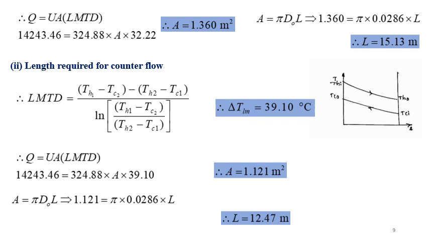If you consider parallel flow, the length will be 15.13 meter, and if you consider counter flow, 12.47 meter. So which is efficient as far as space is concerned? Counter flow is very much efficient because it takes less space compared to parallel flow, isn't it? So this is the evidence. By this you can say a counter flow heat exchanger is very much more effective than a parallel flow heat exchanger as far as heat transfer is concerned.